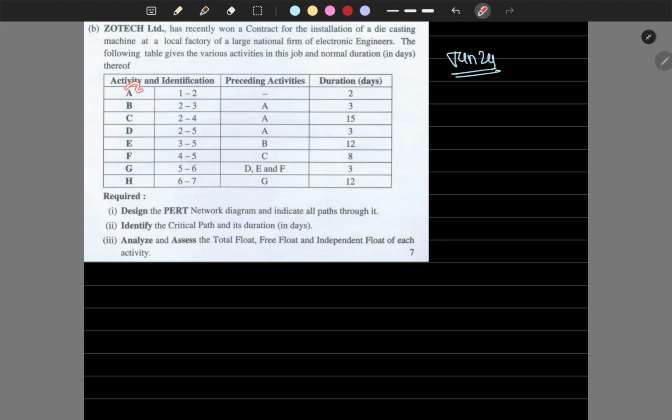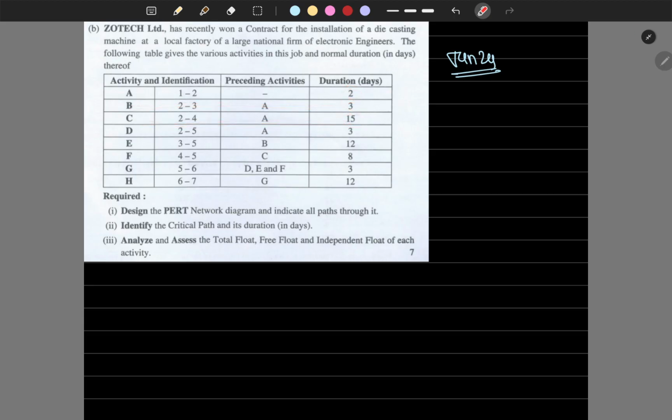Once A completes, B starts. So this is based on the predecessor; the next activity's start time depends on it. The duration is also given. For A it takes 2 days, for B it takes 3 days, for C it takes 15 days, and it goes on like this.